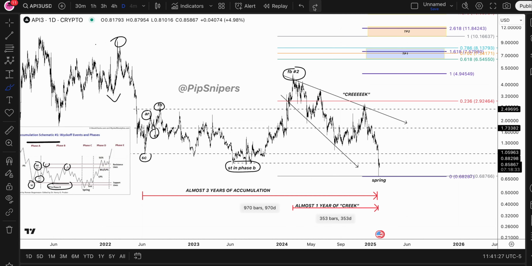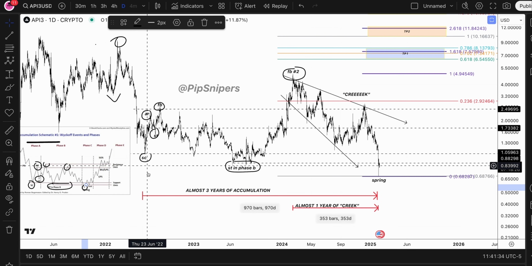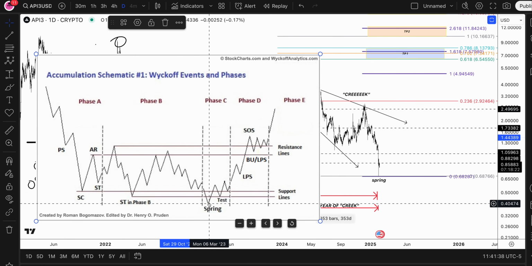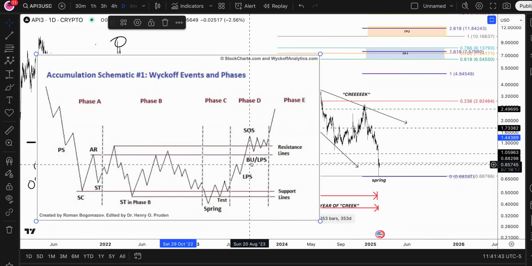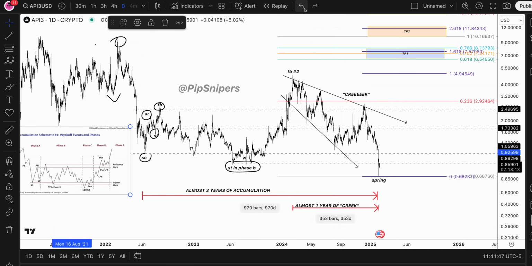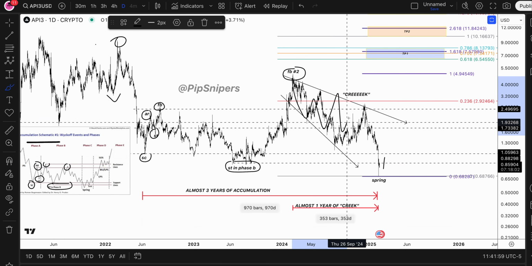Now, after your creek comes in, you have your spring. Now, your spring is usually when you enter into capitulation. That's your last pivot before you have that expansion to the upside. So, as long as API3 can hold above 0.6876 on the daily time frame, then it wouldn't surprise me if we have what's called a jump across the creek. So this is your creek right here, right?